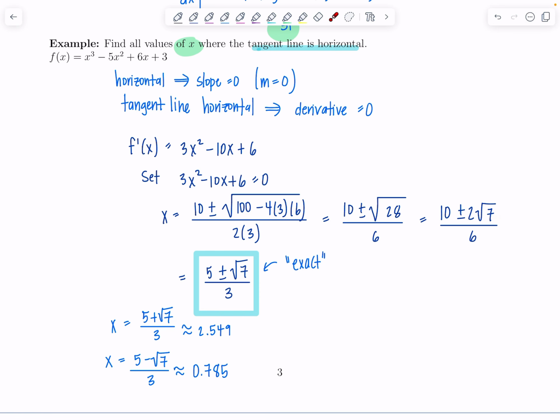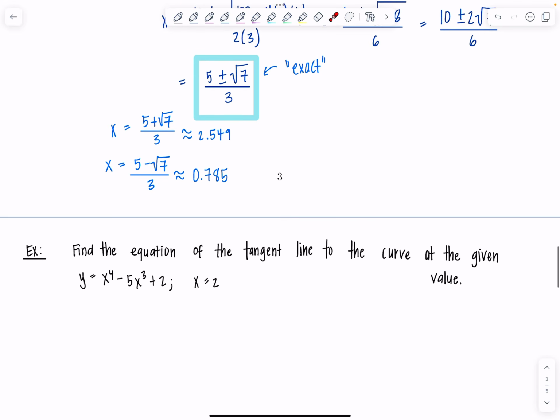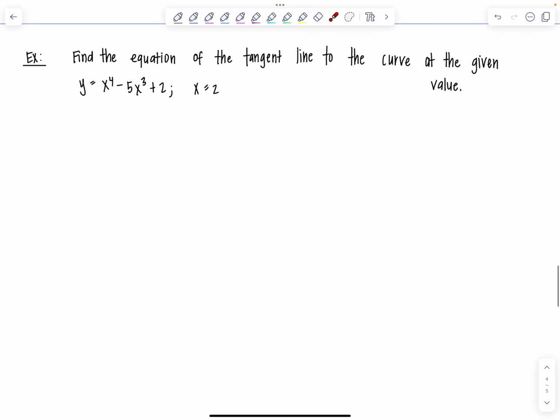Okay, let's do one more before we move on because this idea is so important. Why don't you guys pause the video, try this one. Find the equation of the tangent line to the curve at the given value. We have y equals x to the fourth minus 5x cubed plus 2, and it's at x equals 2. So pause the video, give it a try.